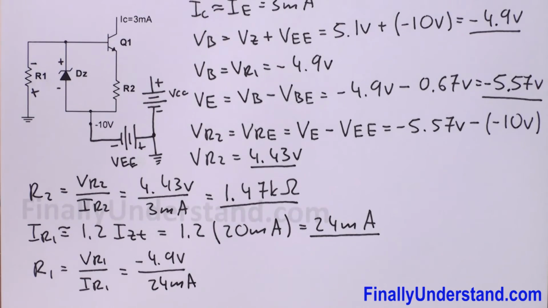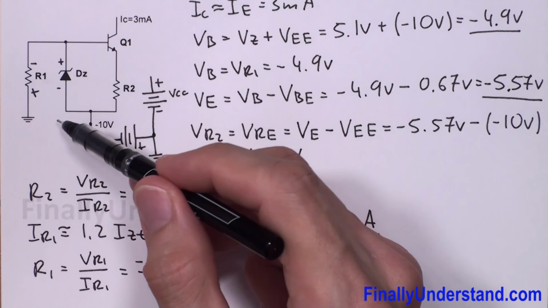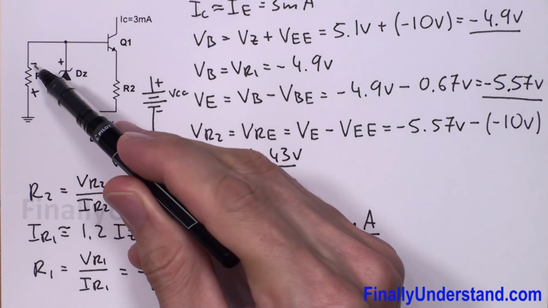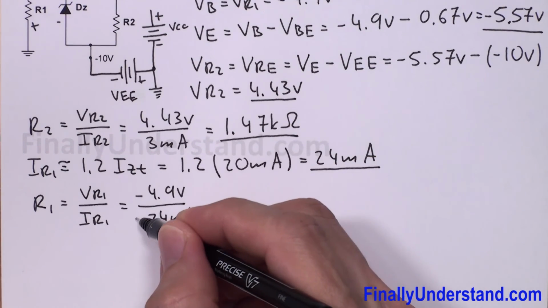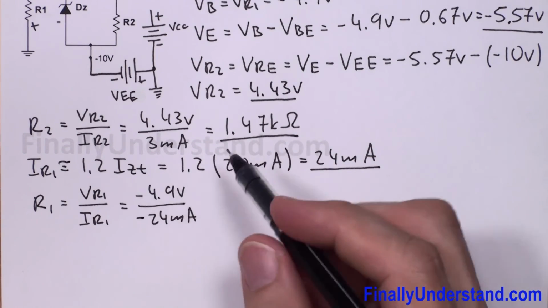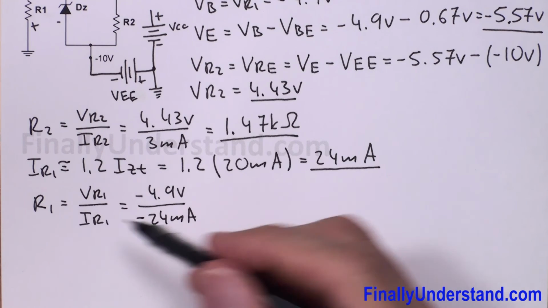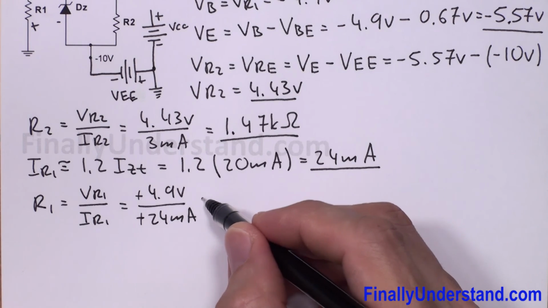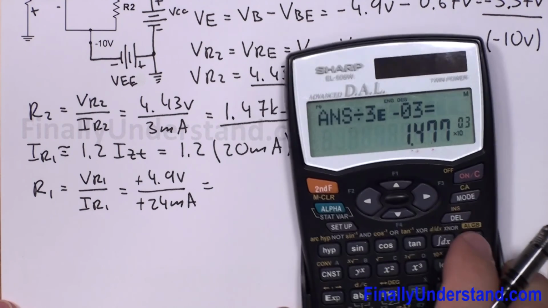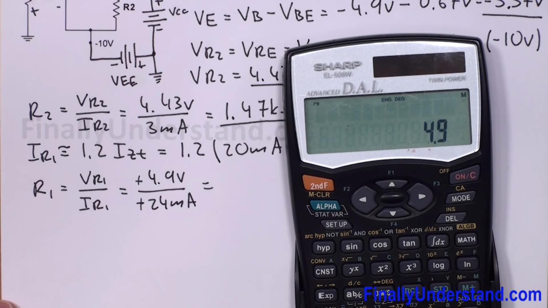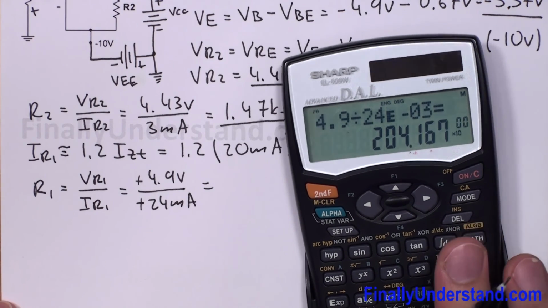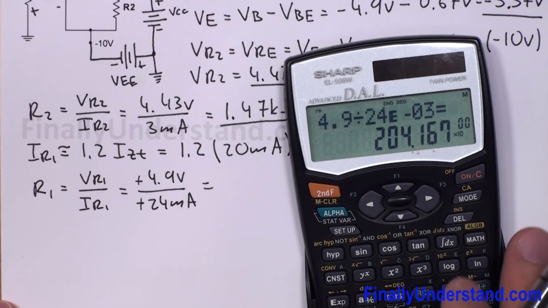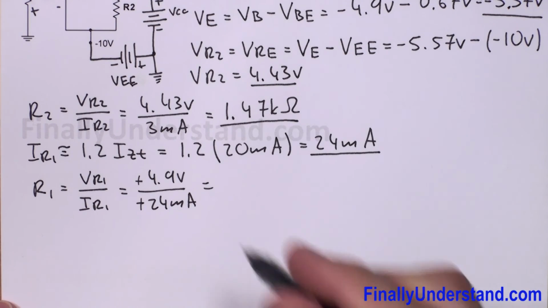Because the current is going to go from the ground up, I'm going to write over here a negative sign, and please keep in mind we're supposed to keep this negative sign because resistance cannot be negative, so negative and negative will cancel out, and I'm going to have 4.9 volts divided by 24 times 10 to the negative 3. This is equal to 204.16 ohms.